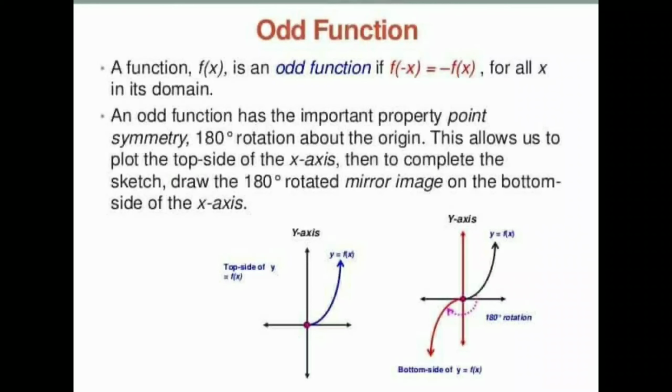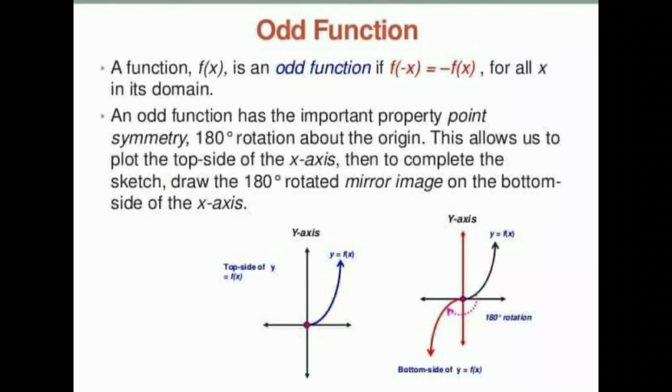Okay, and graphically, an odd function has an important property, its symmetry about the 180 degree rotation about the origin. Okay, 180 degree rotation about the origin. This allows us to plot, that means it is symmetrical about the y is equal to x axis.